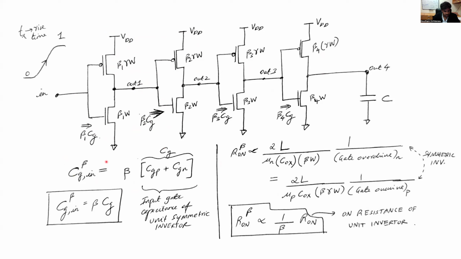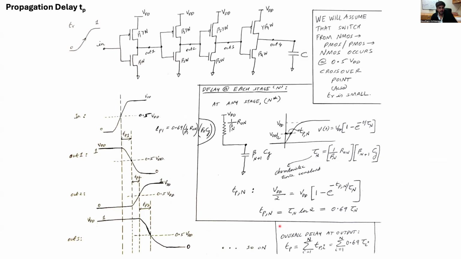So that's what I've written here. The input gate capacitance of any beta inverter is going to be beta times the gate capacitance of the unit inverter. Similarly, the on resistance of any beta inverter is going to be 1 over beta times the on resistance of the unit inverter. This has already been discussed in the previous part of this lecture. Thus, now we can see how the signal would propagate. At each stage, say some nth stage which has some beta n, and let's say beta n is trying to pull up the output. So VDD will be connected through R1 over beta n to the capacitance of the next stage, which would be beta n plus 1 times the gate capacitance of the unit inverter.